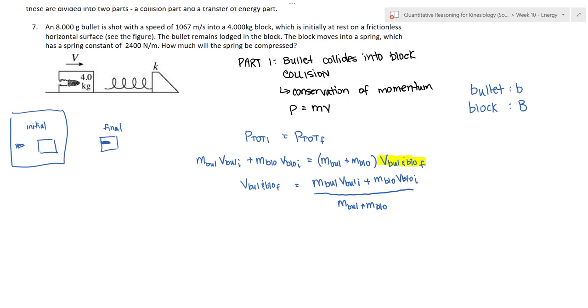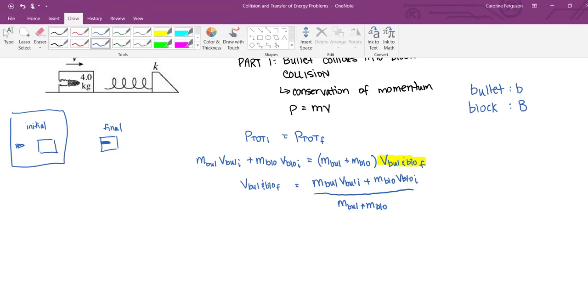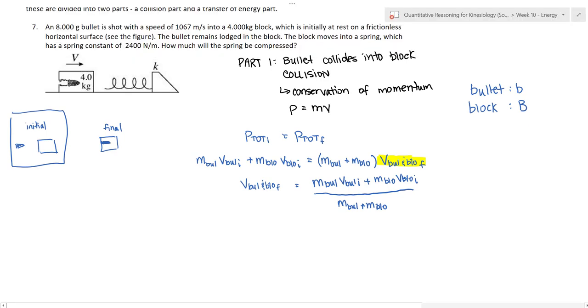Okay, so before we start to plug in values, let's make sure we know everything and that they're in the correct SI units. So we have a bullet. The mass of the bullet is 8 grams. Okay, so this is the mass of the bullet, but it's not in SI units. We need to convert it to kilograms. So we have 8 grams. We want to get rid of grams, change it to kilograms. 1 kilogram is 1,000 grams. So we end up with 0.008 kilograms. So that's the mass of the bullet.